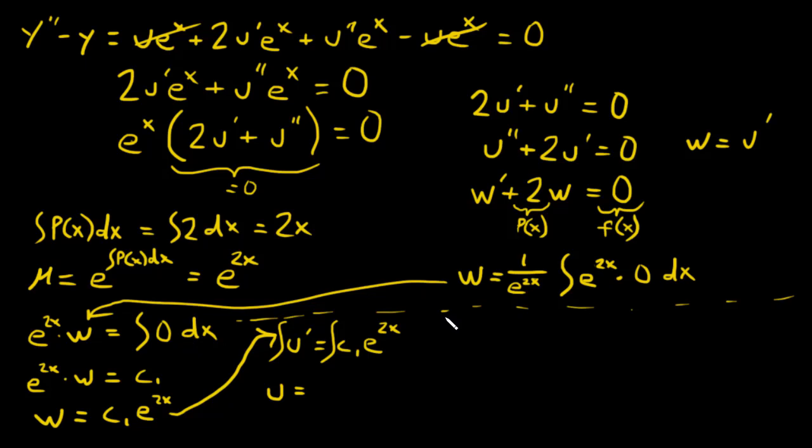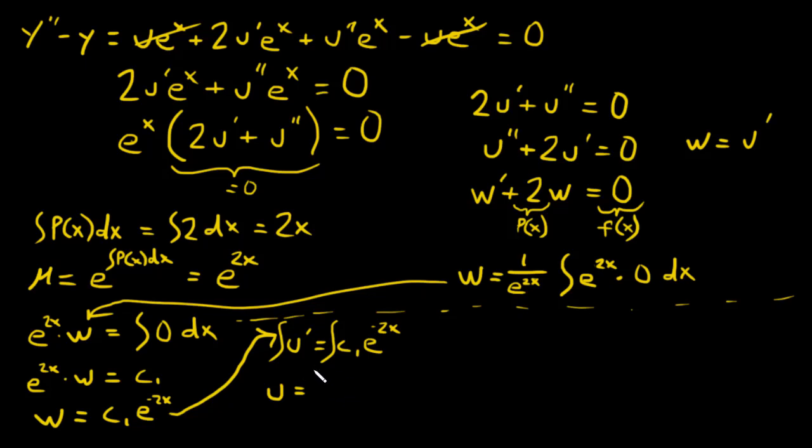Going back to right here, I have 1 over e to the 2x times this integral is equal to w. So I'll multiply both sides by e to the 2x, so I get e to the 2x times w is equal to that integral. And then I solve for w. But w is not equal to c1 times e to the 2x. It's equal to c1 times e to the negative 2x, because if I move it back over, I'm dividing both sides by e to the 2x, which is e to the negative 2x. That was making me go crazy.